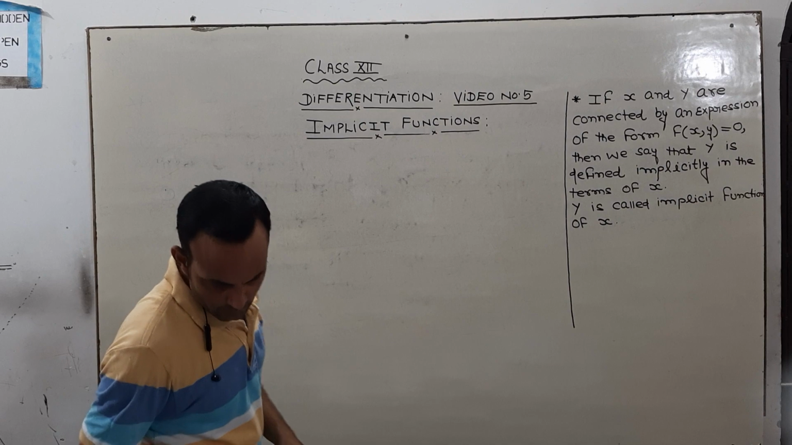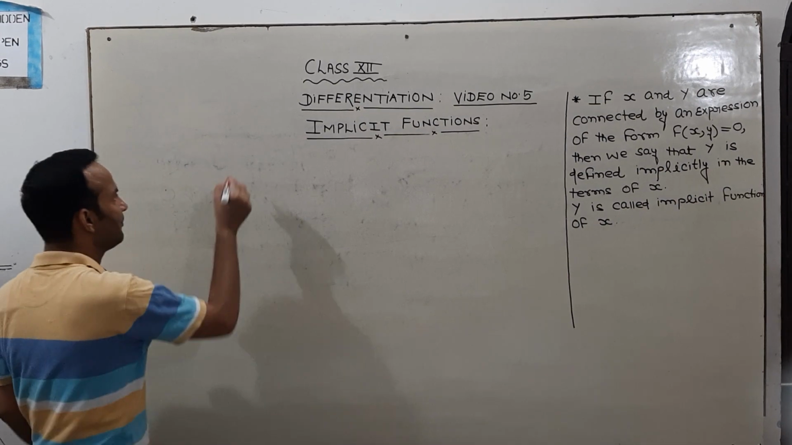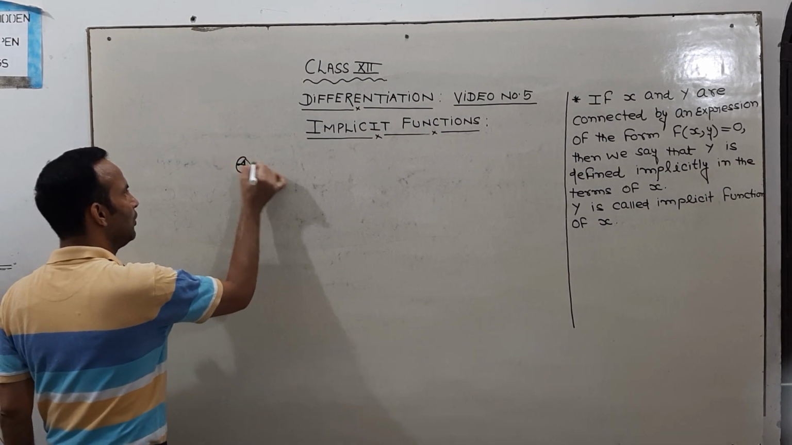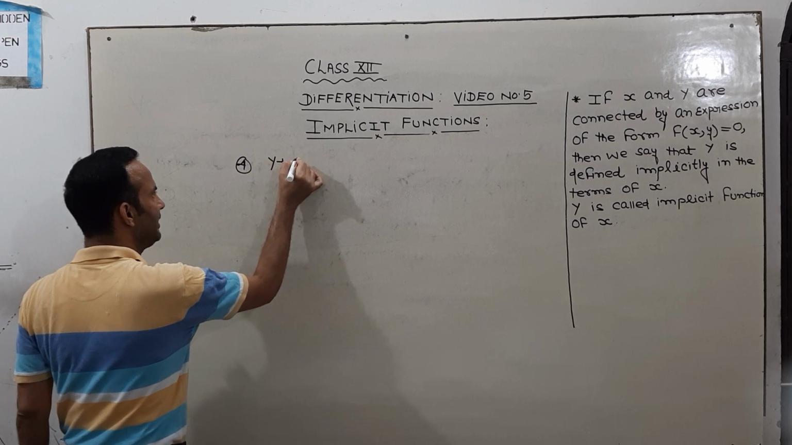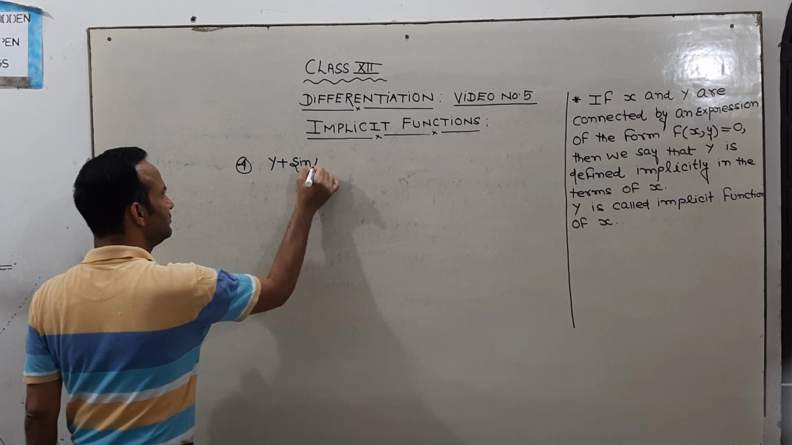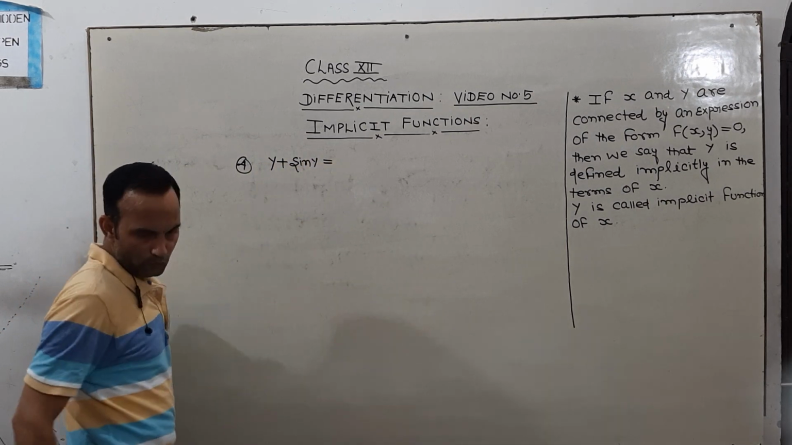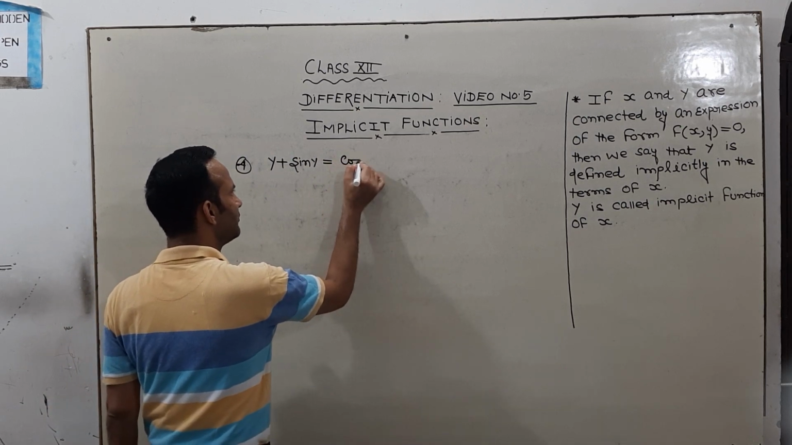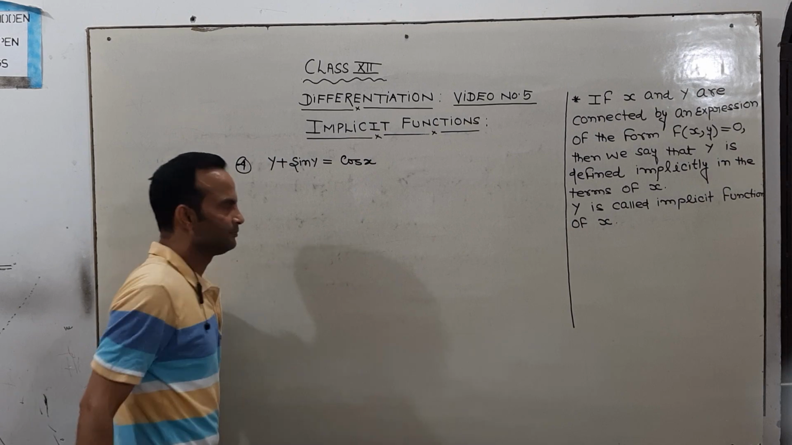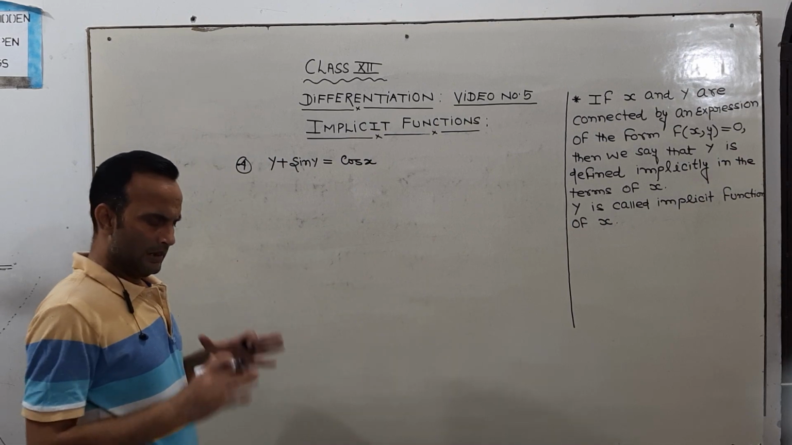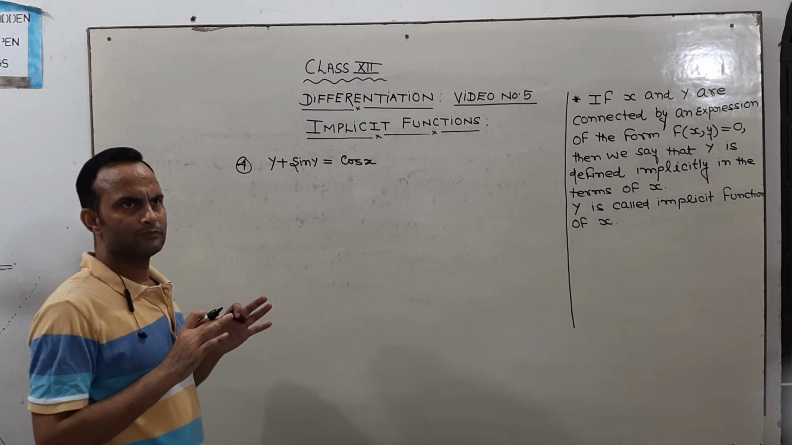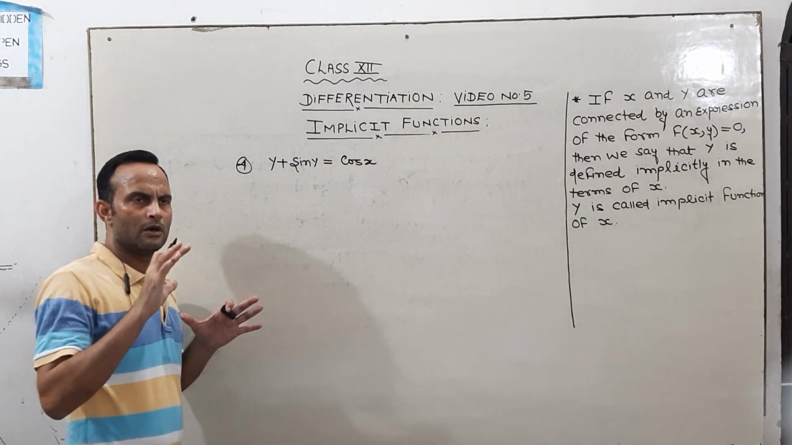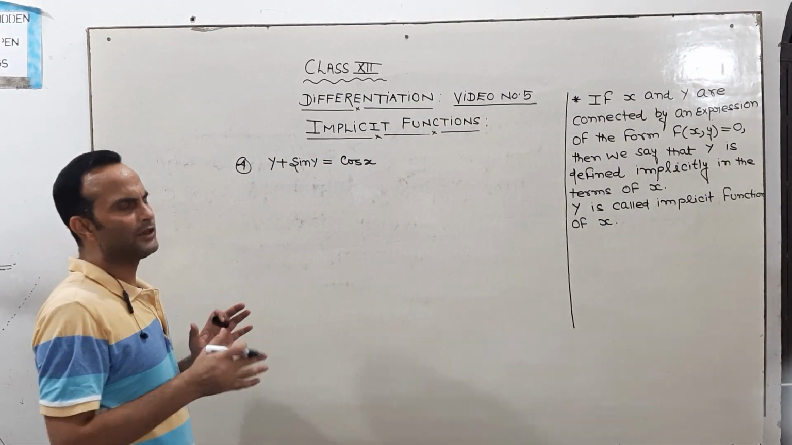Let us take y plus sin y is equal to cos x. Find dy over dx. Here we don't need to prove anything.